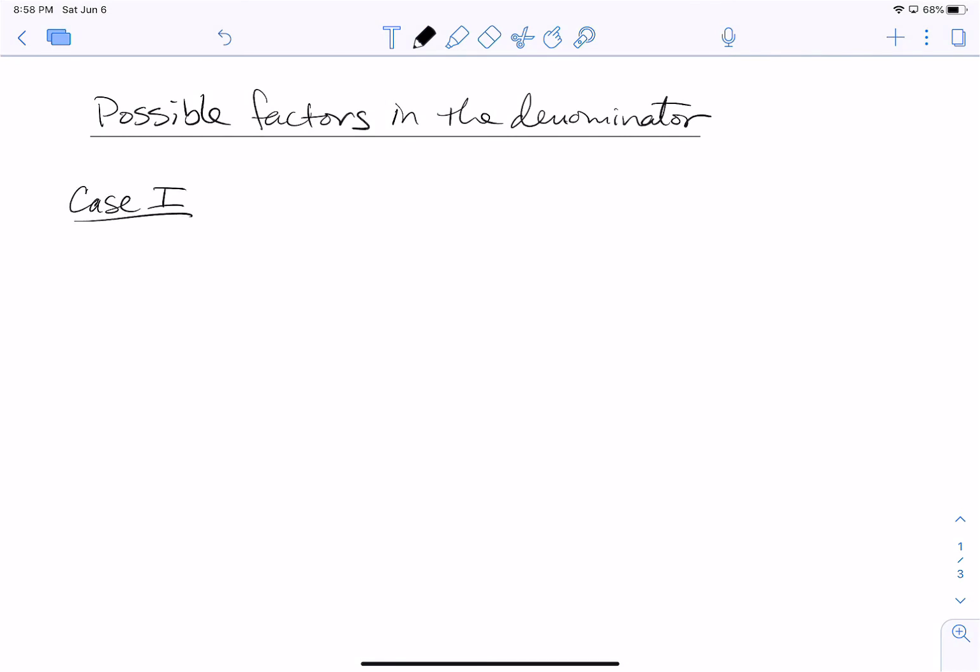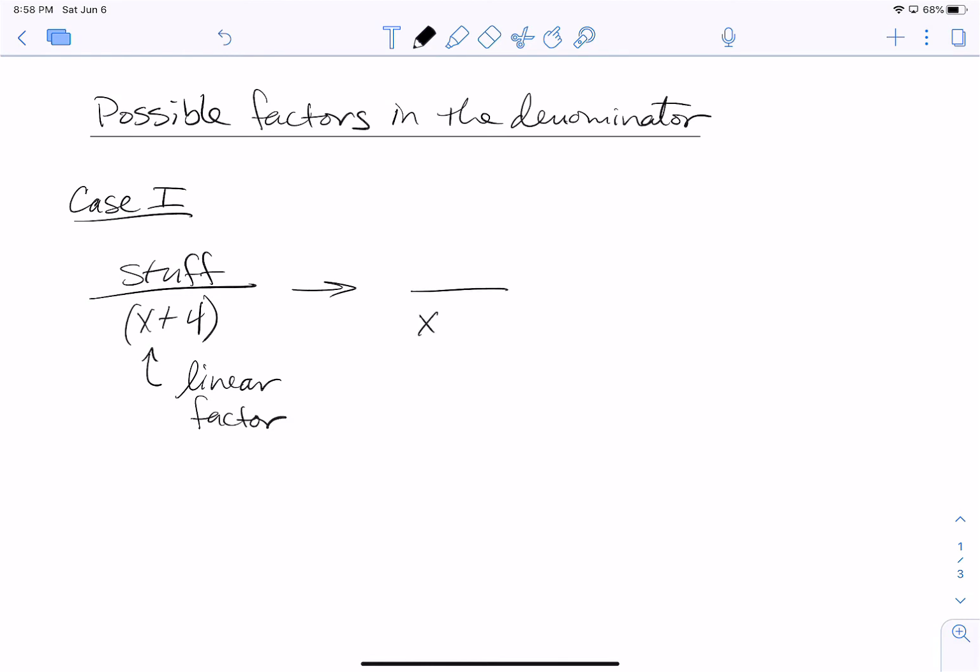Case 1 is one in which we have, say, stuff. The numerator is not the point right now, so I'm just looking at the denominator, over x plus 4. Imagining that x plus 4 is one of the factors in the denominator, I'd like to point out that x plus 4 is a linear factor. If we see a factor like this, then we will set up a fraction with a denominator of x plus 4 and a constant numerator. We need a constant numerator because we're setting up proper fractions. And if the denominator has a degree of 1, the numerator should have a degree of 0.